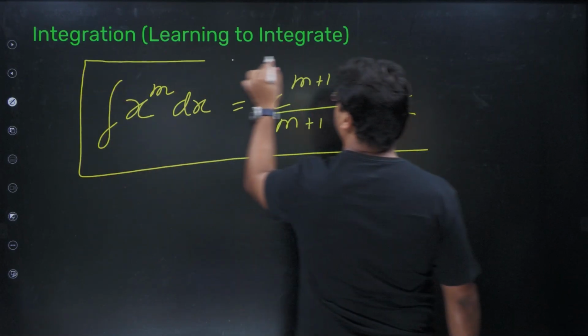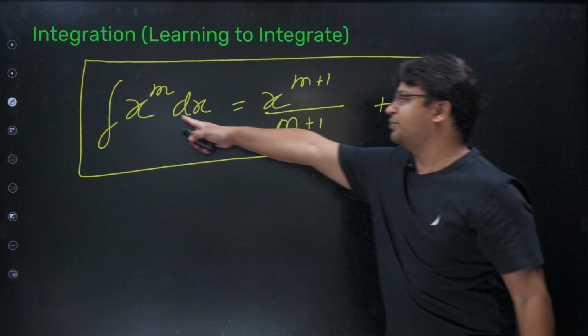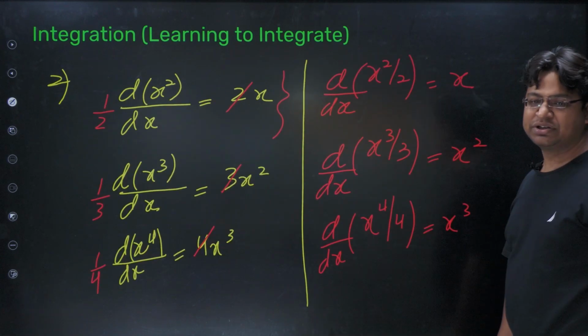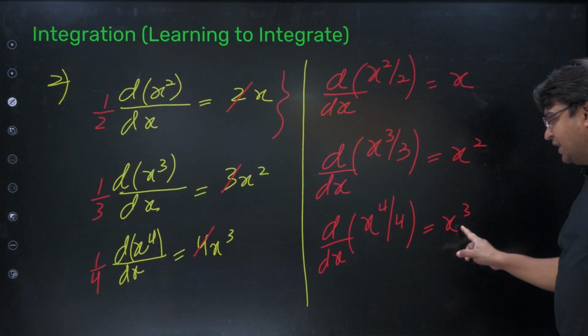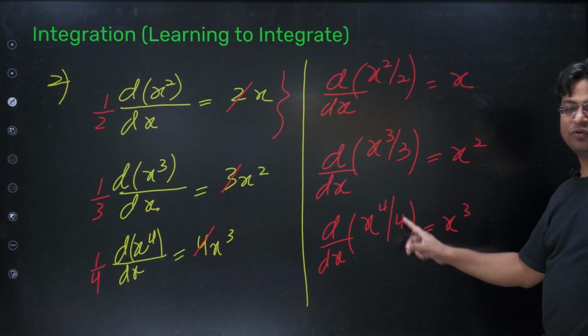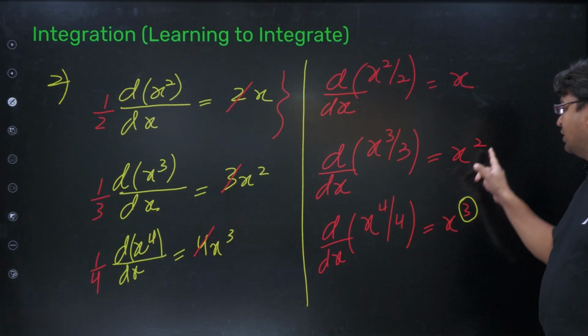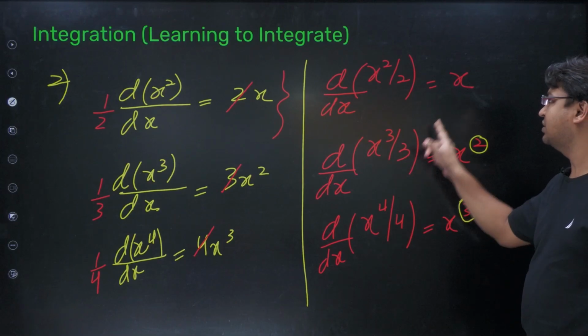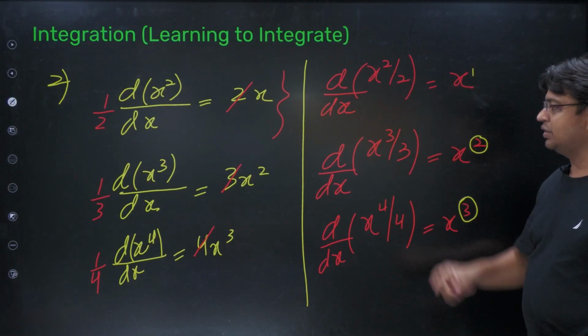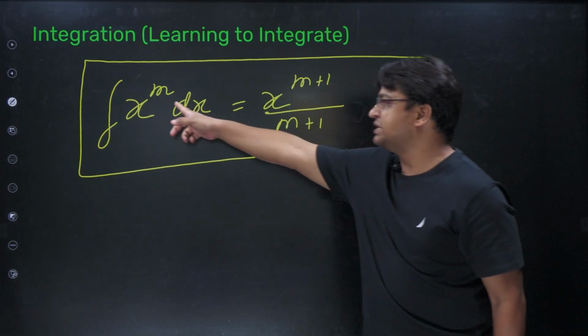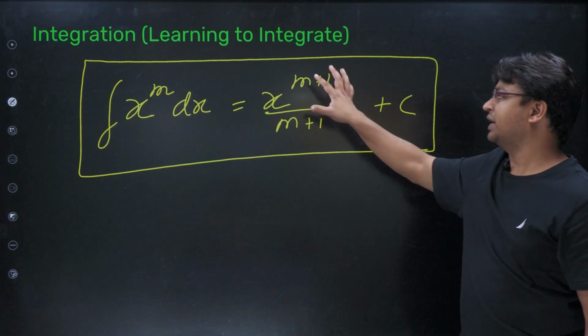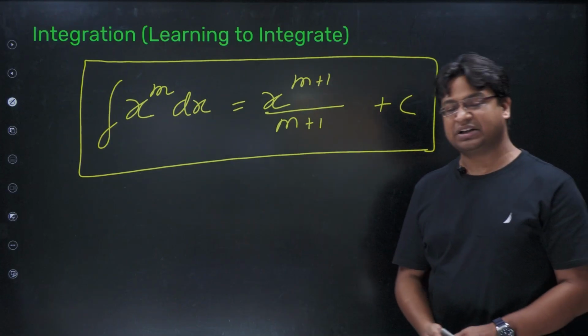For integrating polynomials. This is a polynomial, so integrating polynomial, again check it out. When you are integrating x cube, you will get x raised to power 4 by 4. So when the power is 3 here, you get 4 and 4. When the power is 2 here, you get 3 and 3. When the power is 1, you get 2 and 2. So when the power is m, you get x raised to power m plus 1 divided by m plus 1. So that is the general rule.